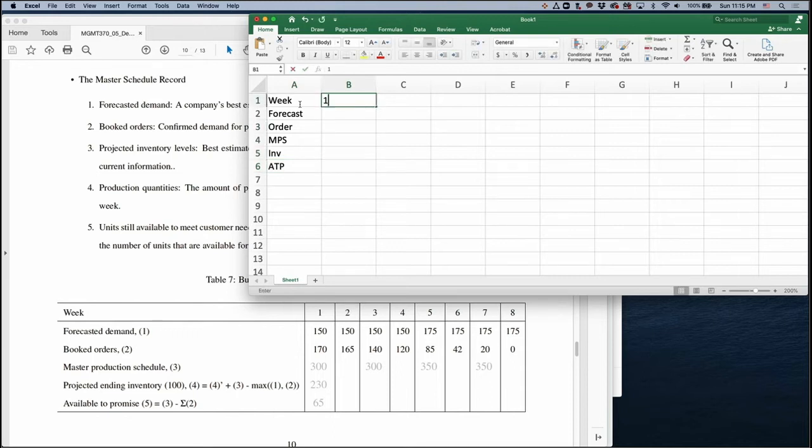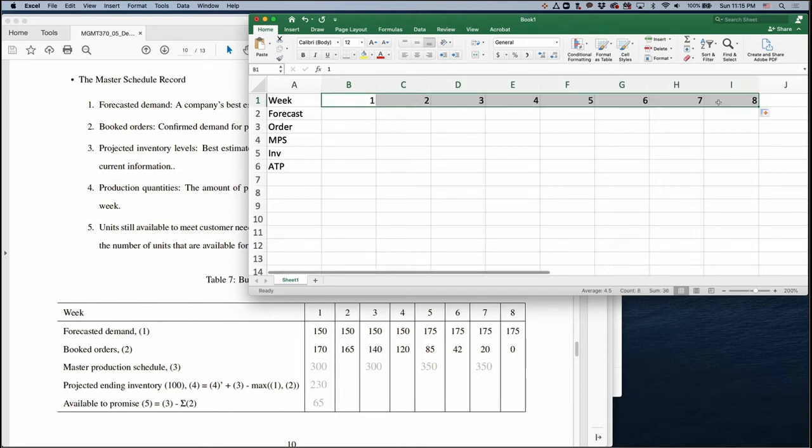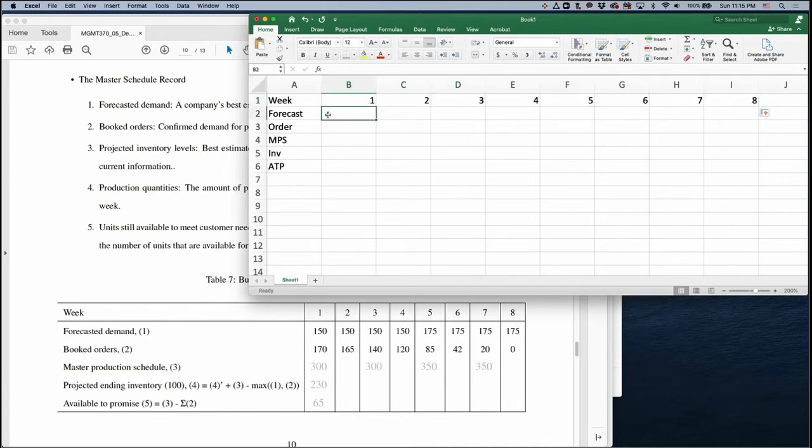Weeks 1, 2, 3, and so on; from this data we have 8 data records. For the forecast information, the first 4 periods we have 150, 150, 150, 150. For the next 4 periods we have 175, and so on.